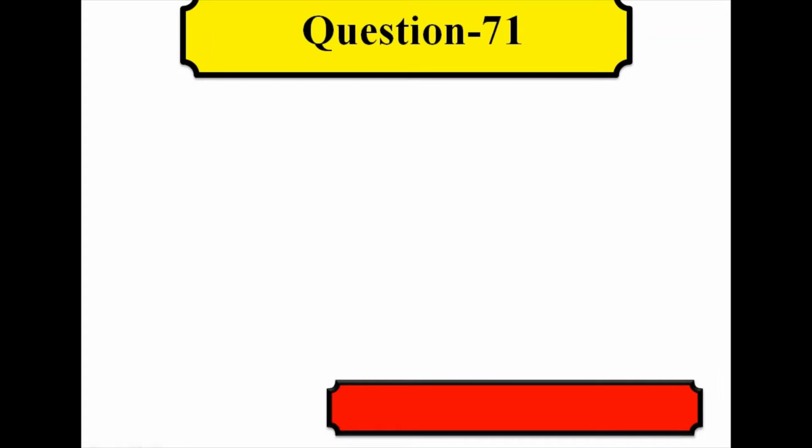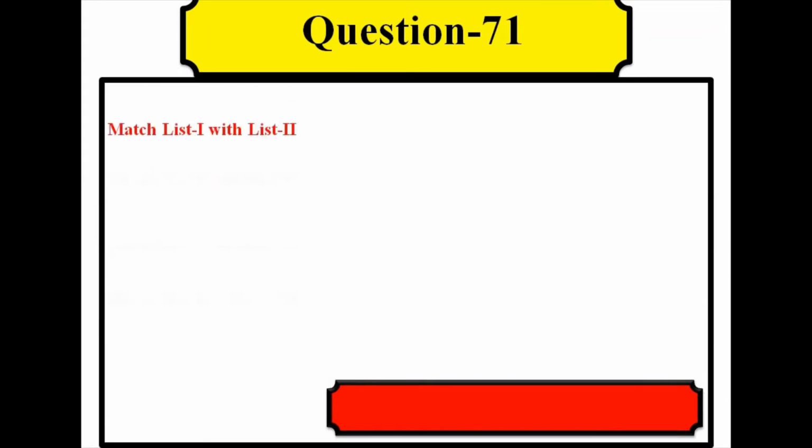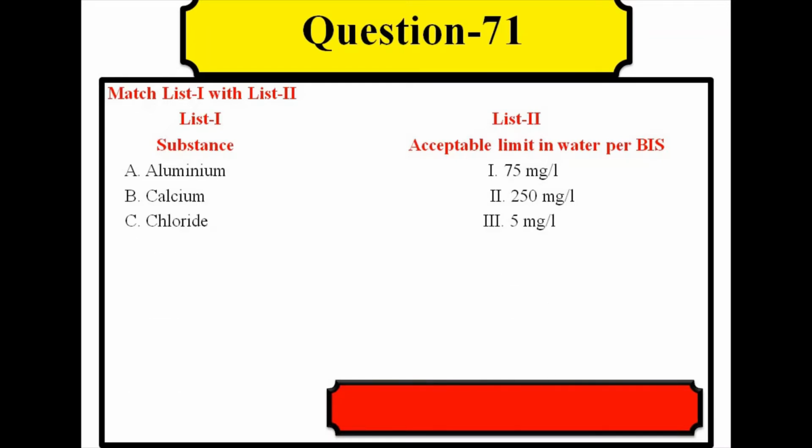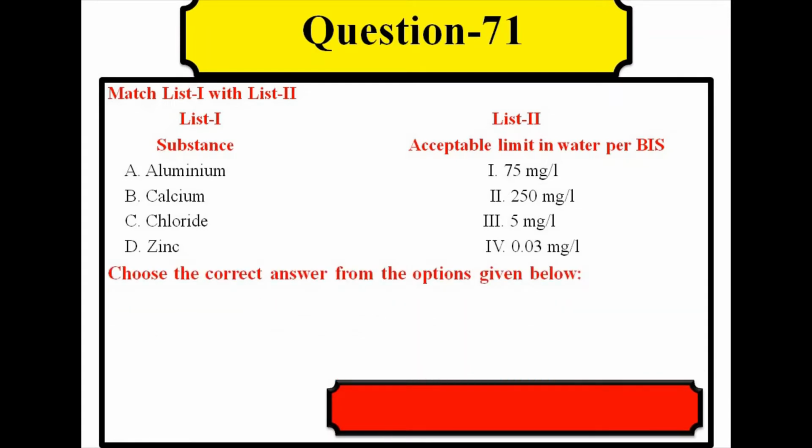Question 71. Match List 1 with List 2. Substance and acceptable limit in water per BIS. A. Aluminium - 1. 75 mg/L. B. Calcium - 2. 250 mg/L. C. Chloride - 3. 5 mg/L. D. Zinc - 4. 0.03 mg/L. Choose the correct answer from the options given below.